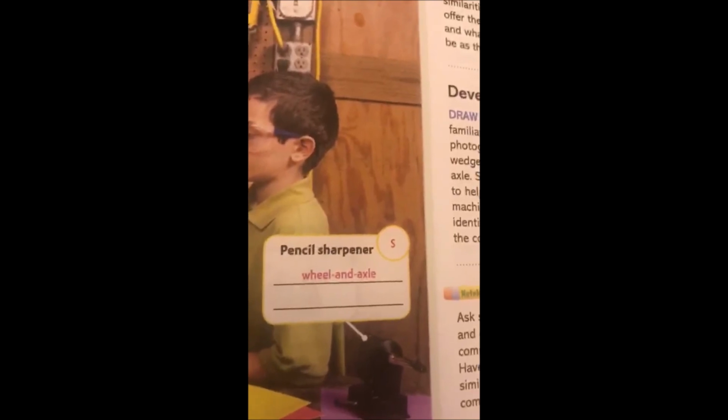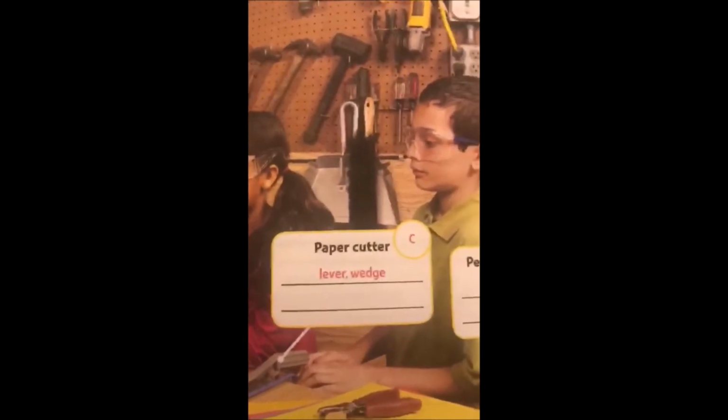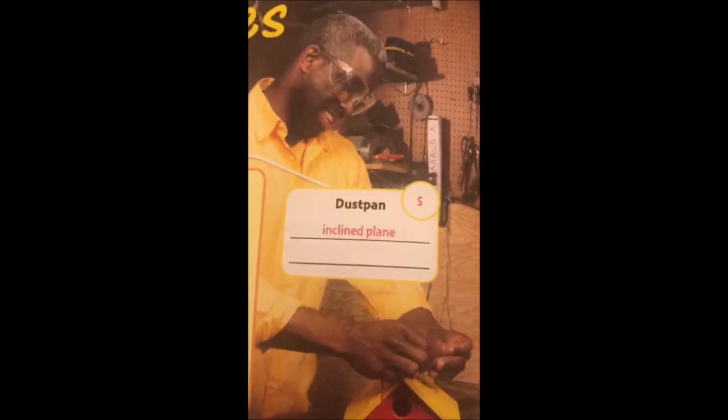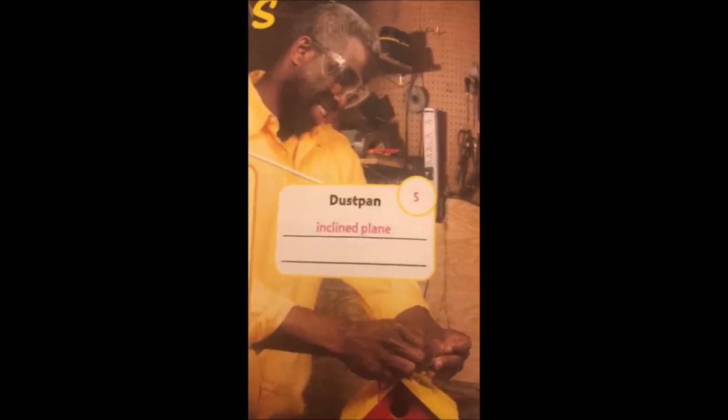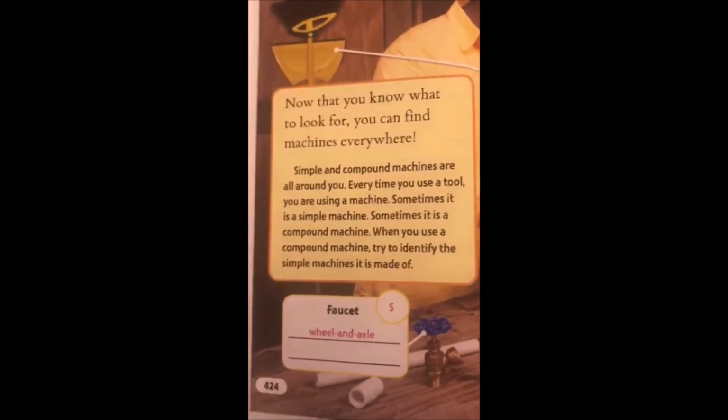So here is how we write it. The pencil sharpener is a simple machine. It's a wheel and axle. The paper cutter is a compound machine because we have the lever and the wedge. The dustpan actually is an inclined plane, and the faucet actually is a wheel and axle. Okay, so that is for this lesson.